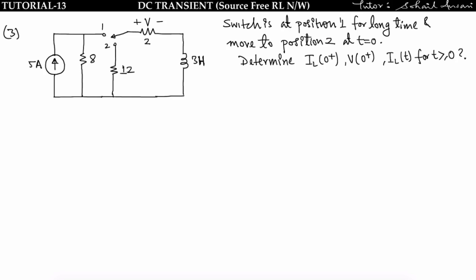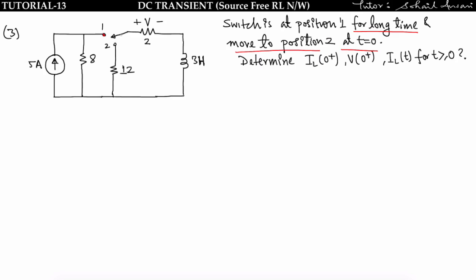So this clearly indicates that the network is at steady state when the switch is connected at position 1 for a long time. After that, it is moved to position 2 at t is equal to 0. At t is equal to 0, this switch is moved to position 2.